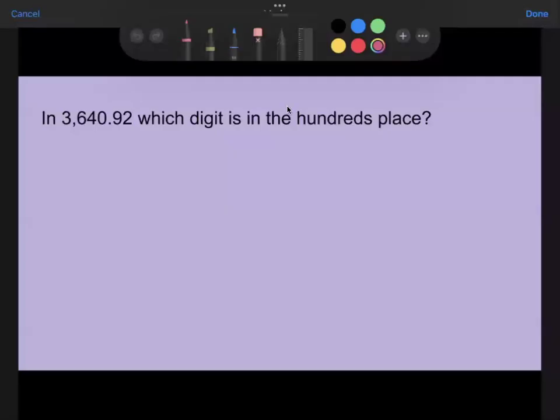Okay, here is our next one. In 3,640.92, which digit is in the hundreds place? So again, we're going to make our mini place value chart, but this time we just don't have choices to choose from, and that's okay. So I'm going to go ahead and put a decimal. I'm going to go to the left, ones, tens, hundreds, and then TH for thousands.